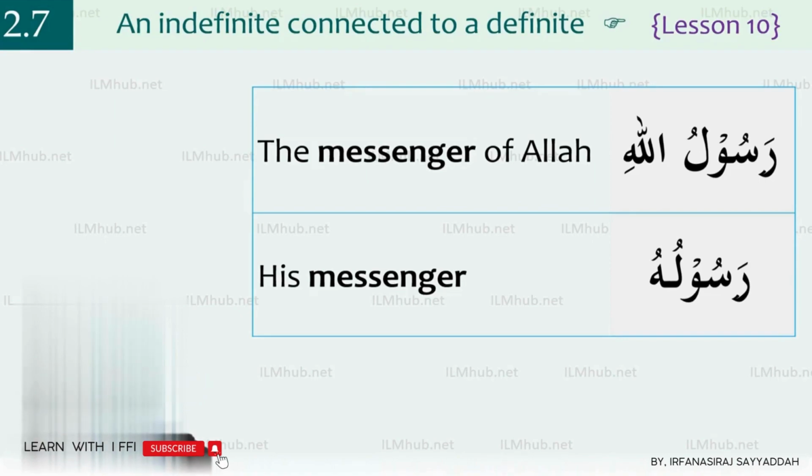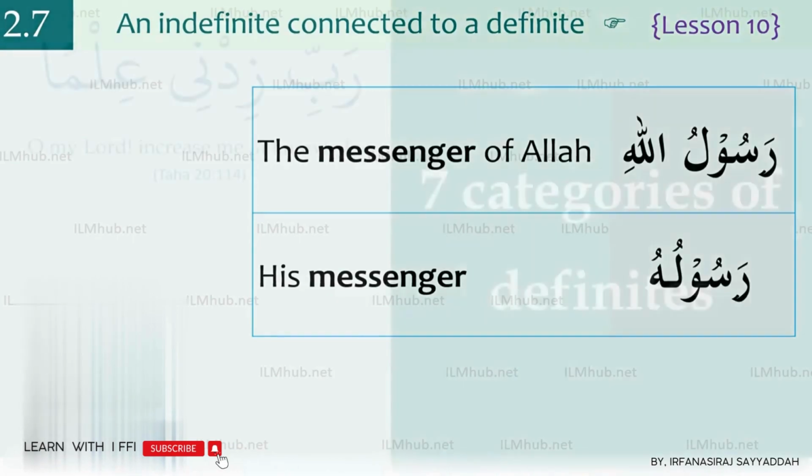For example, if I say his pen, it is not an ordinary pen anymore. It is his pen, specific pen. Pen is indefinite. When you attach it to something or link it to something which is definite, it will become definite. And this will be picked up in lesson 10 and 11. So this is your seventh category of ism that are always definite in Arabic.